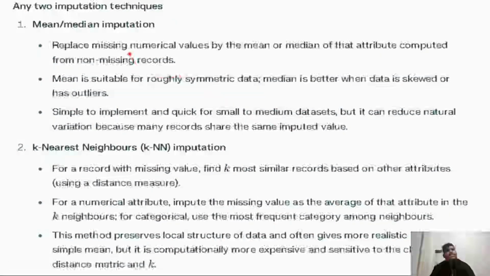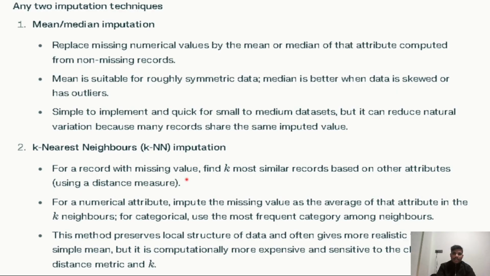Now, any two imputation techniques. So first is mean/median imputation. Replace missing numerical values by the mean or median of that attribute computed from non-missing records. Mean is suitable for roughly symmetric data. Median is better when data is skewed or has outliers. Simple to implement and quick for small to medium datasets, but it can reduce natural variation because many records share the same imputed value.